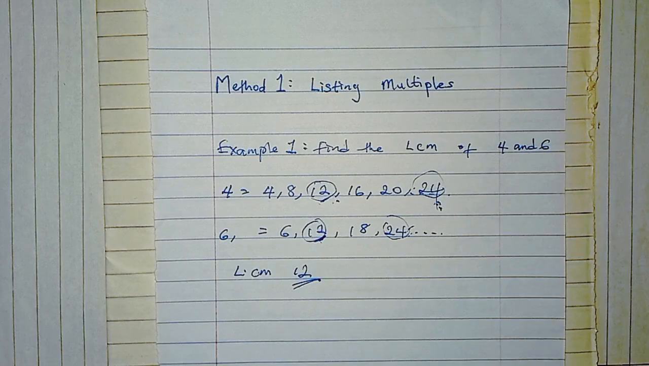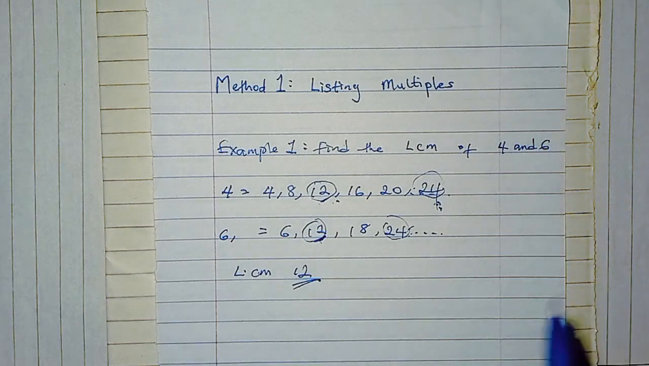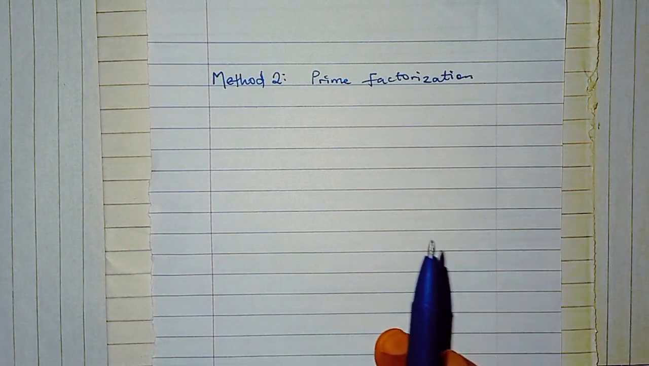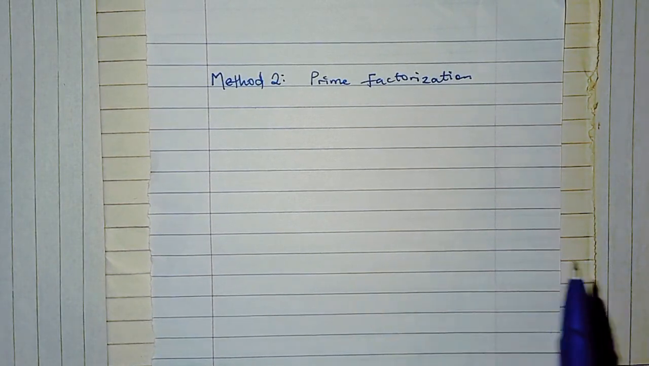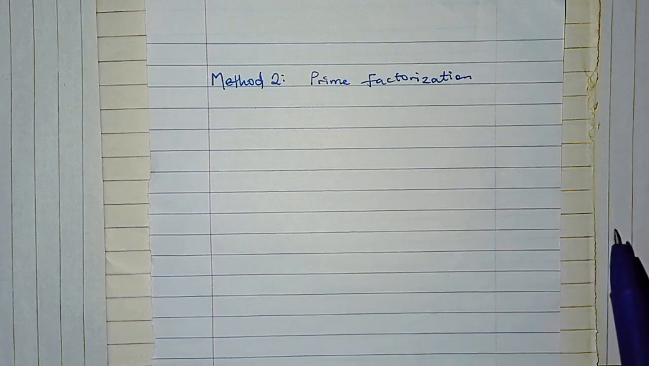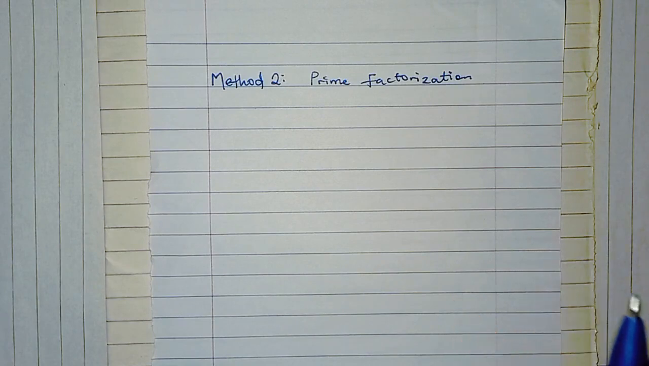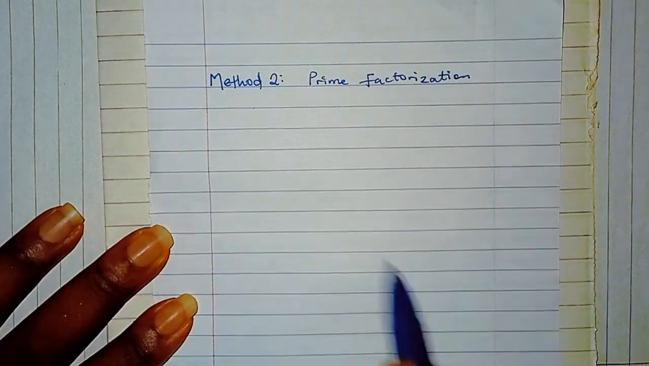Now listen to this exam tip. Stop listing once you see a common number, so that you won't waste your time listing more. Now let's look at method 2, which is prime factorization. You can use this in your exams. It is faster when you are given bigger numbers. Alright, so let's look at an example.